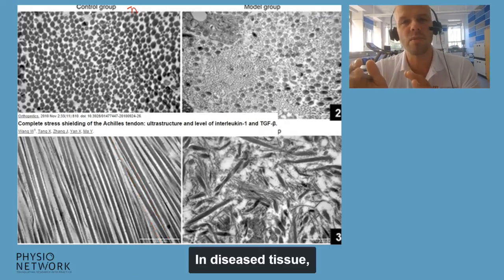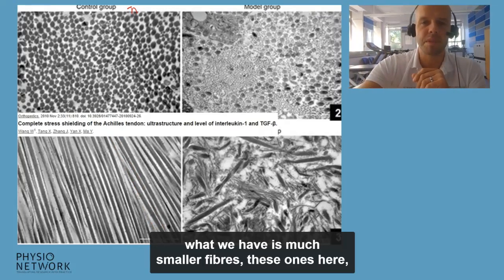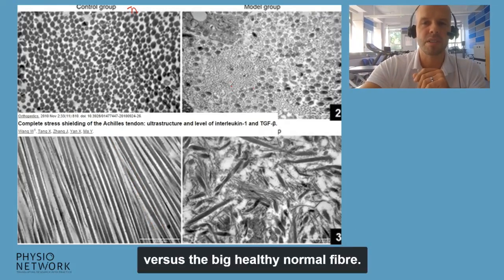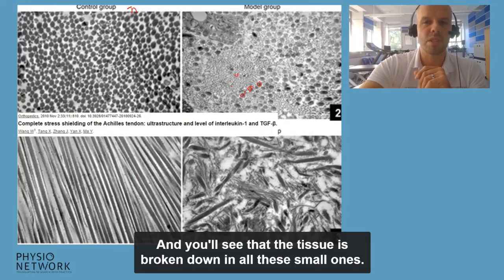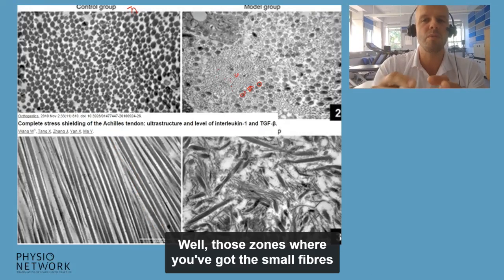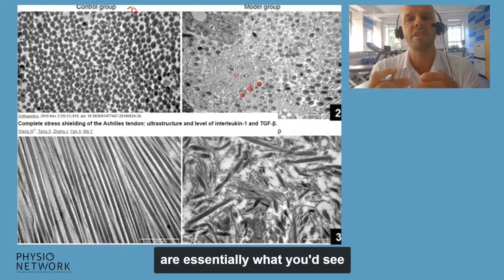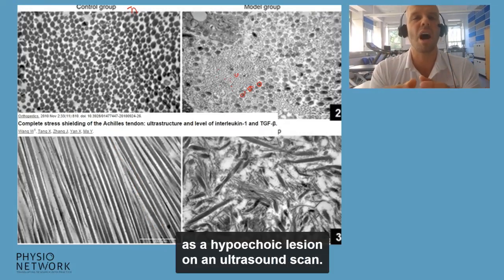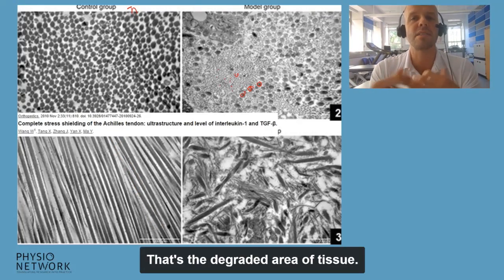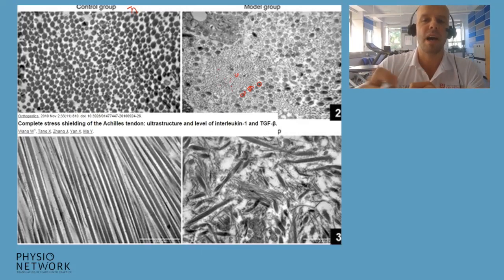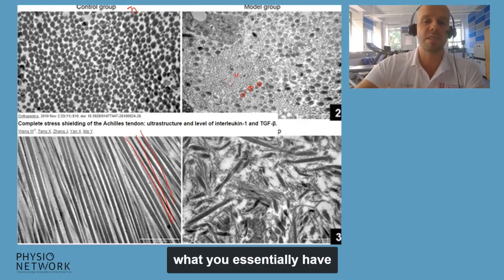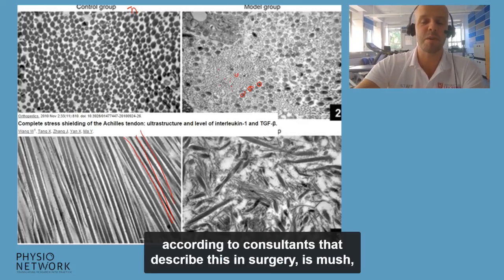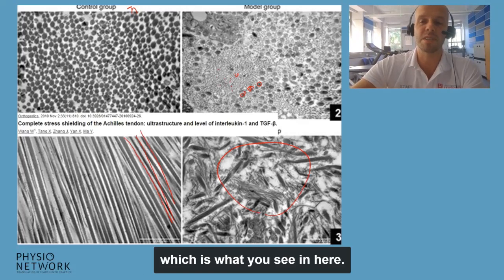In diseased tissue, what we have are much smaller fibres, these ones here, versus the big, healthy, normal fibre. And you'll see that the tissue is broken down. There's all these small ones. Well, those zones where you've got the small fibres are essentially what you'd see as a hypoechoic lesion on an ultrasound scan. That's the degraded area of tissue. And if you look at the pack of spaghetti from end on, where you've got these lovely fibres, what you essentially have, according to the consultants that describe this in surgery, is mush, which is what you're seeing here.